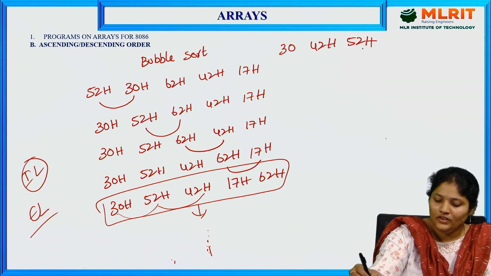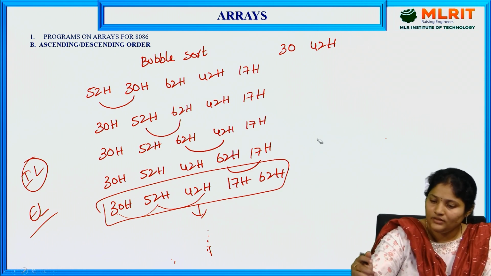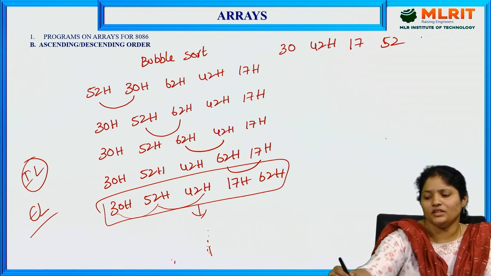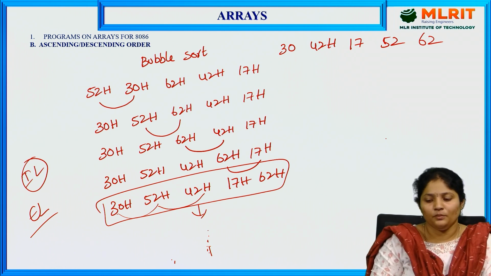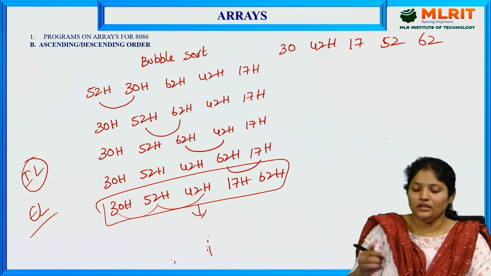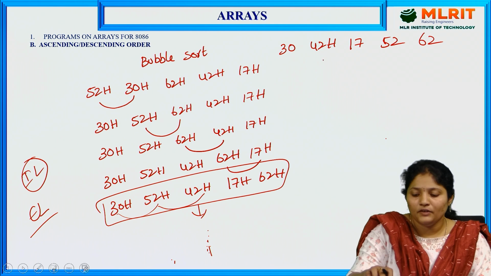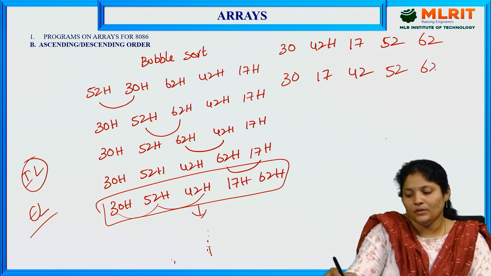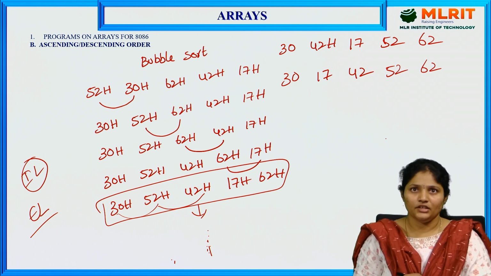Again the third number will be compared with the fourth number. 52, 17 means again it will get exchanged. So 17, 52. Again it will compare 52, 62. Yes, it is okay. So this is the second time performing the external loop. Now again it will perform the internal loop once again. So 30, 42 will be compared, it is okay. But 42, 17 will be compared, but it is not okay. So it will exchange. 17, 42, 42, 52. So the data will be the same.